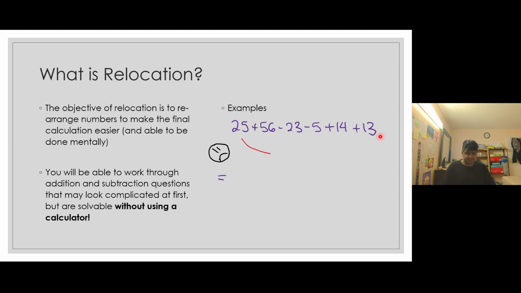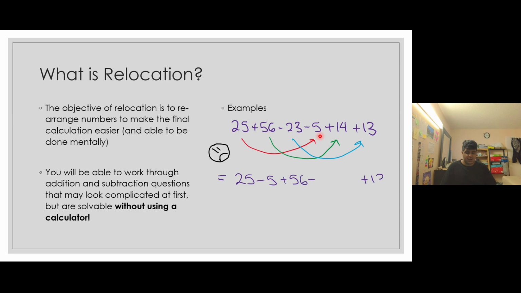Look at the fact that 25 minus 5 gives us an easy number to work with, right? The same thing with 56 plus 14. We see that the plus 6 and the plus 4 will give us a group of 10. And 25 minus 5 also gives us a group of 10. And then minus 23 plus 13 also gives us a group of 10.